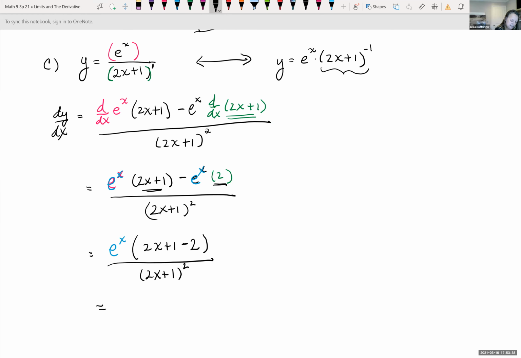So let's combine like terms in that parentheses in the numerator. We have 2x and we have plus 1 minus 2, so that would give me a negative 1. So 2x minus 1 all over 2x plus 1 quantity squared.